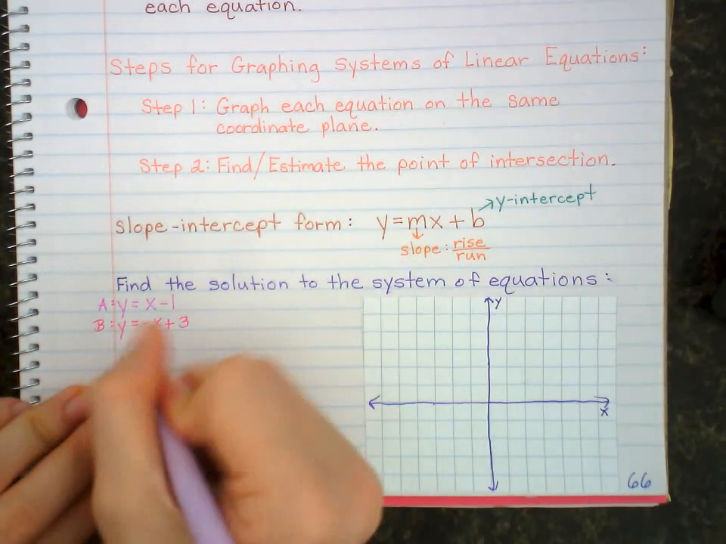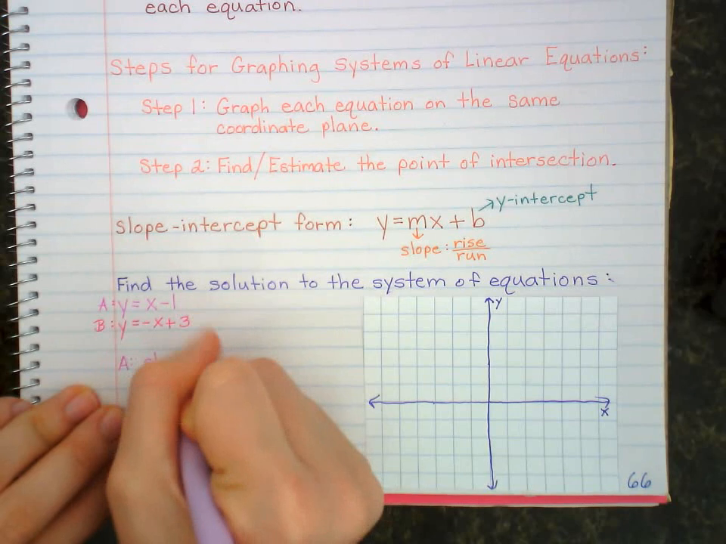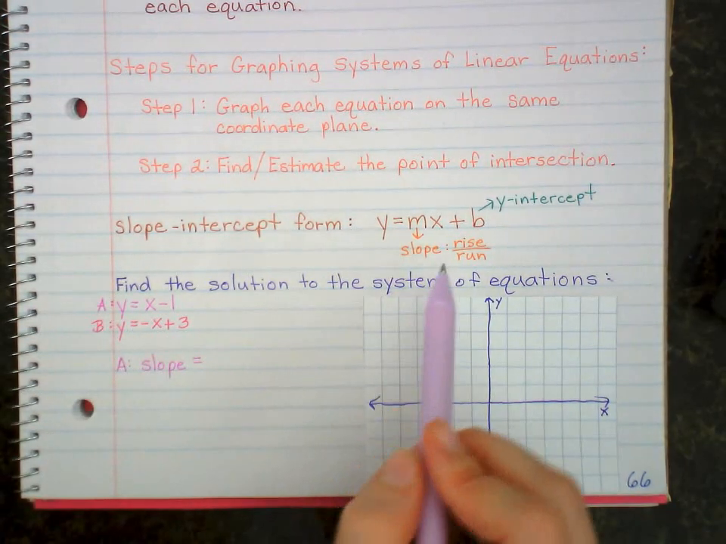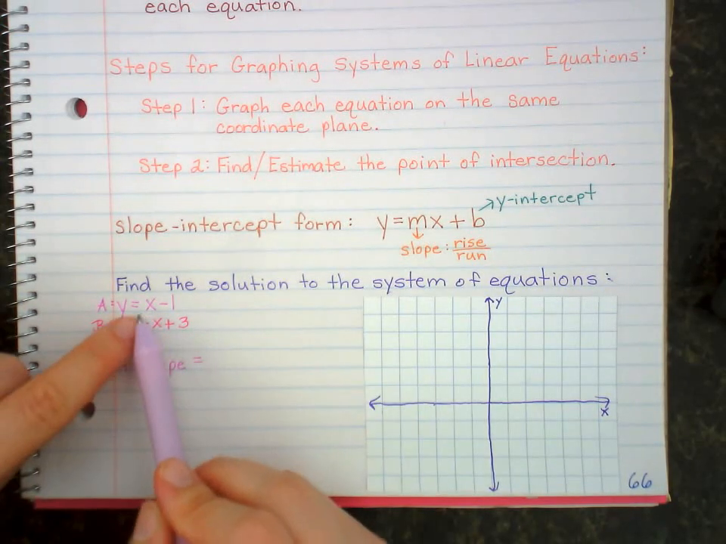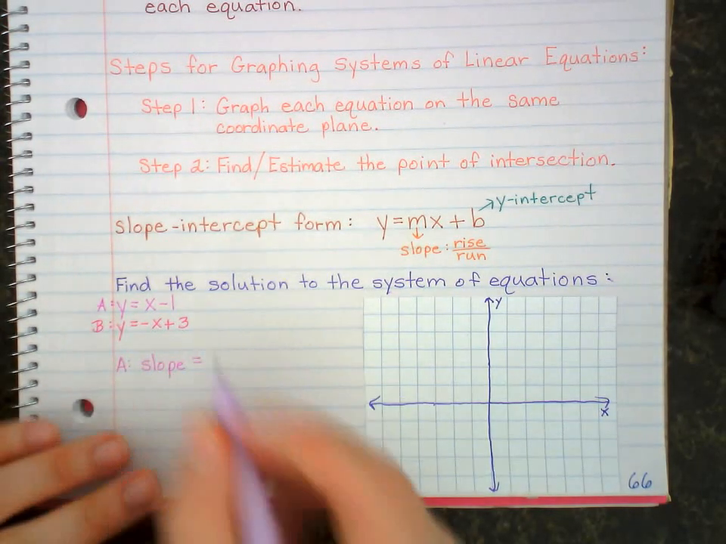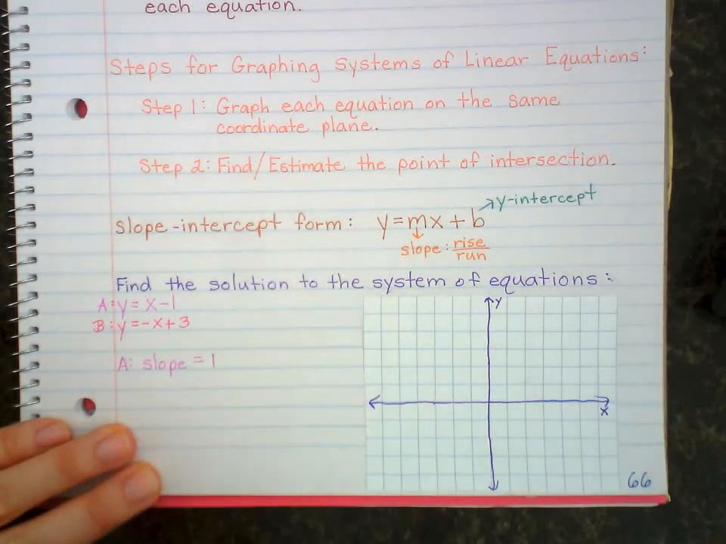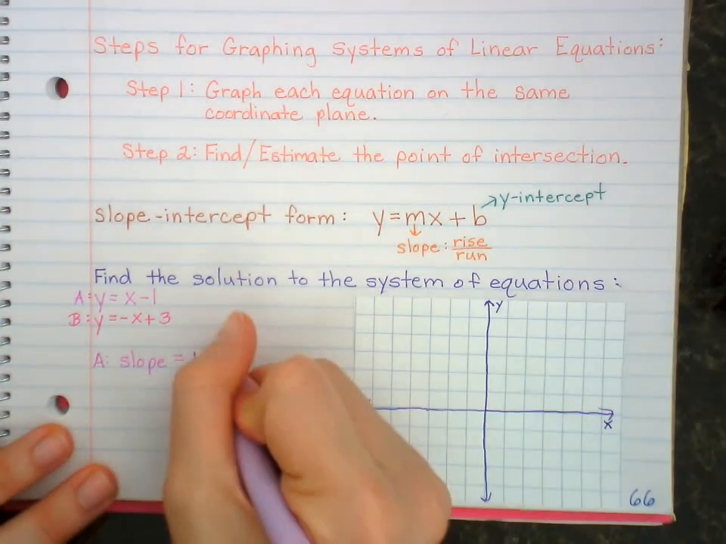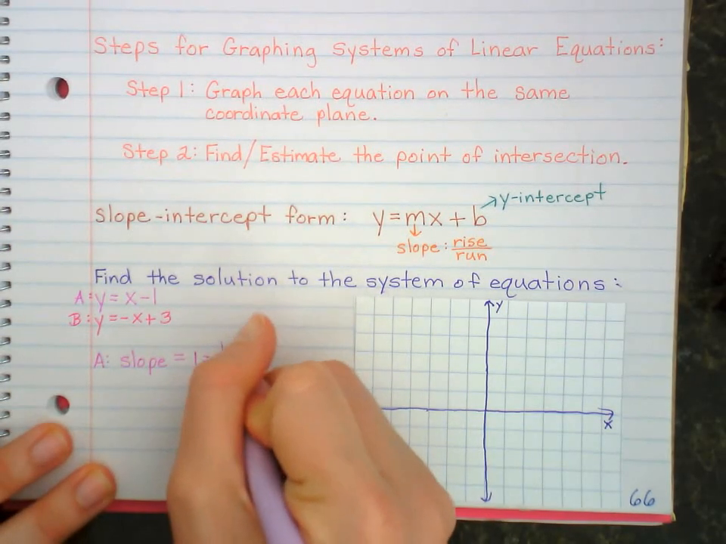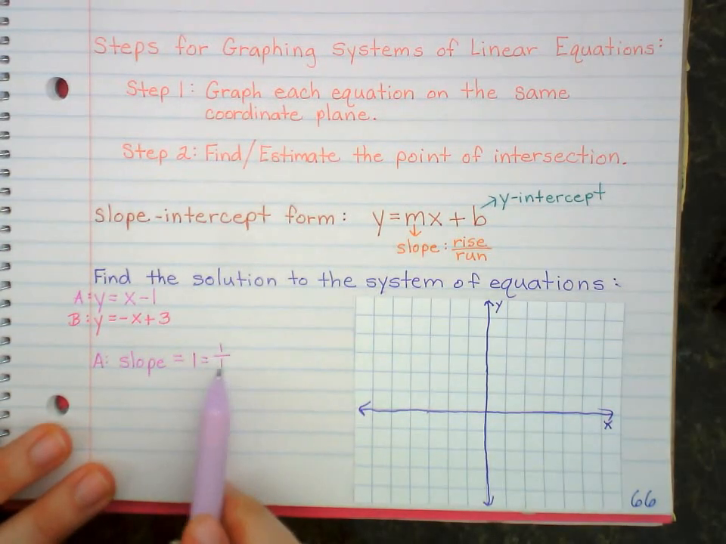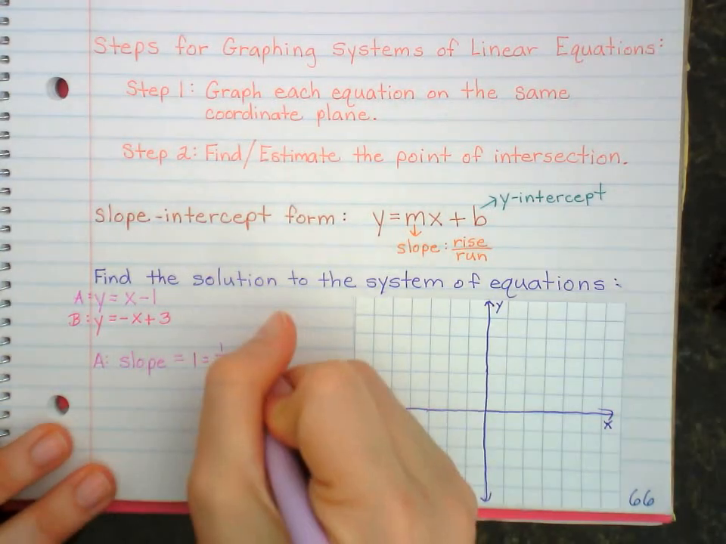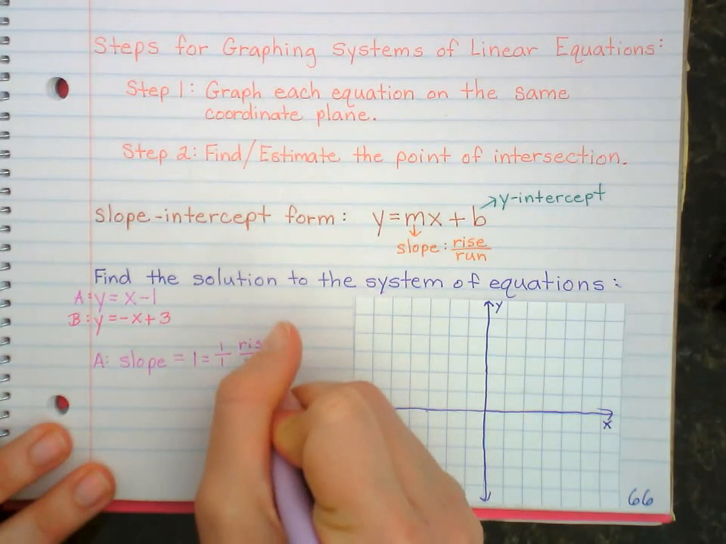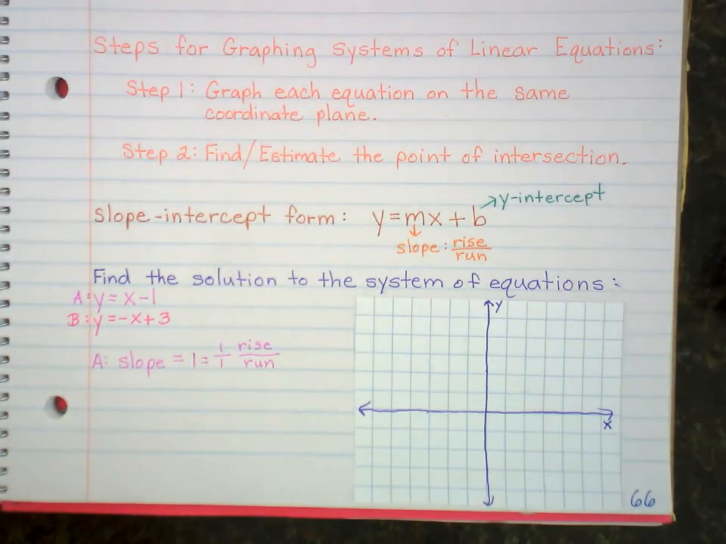What is our slope for equation A? Y equals x minus 1. The slope is in front of x. If there's not a number there, it's an invisible 1. So the slope is 1. It's important to remember that 1 is the same as 1 over 1, because 1 divided by 1 is just 1. So we're going to rise 1 and run 1, because it's rise over run.